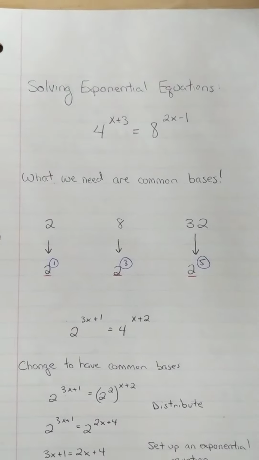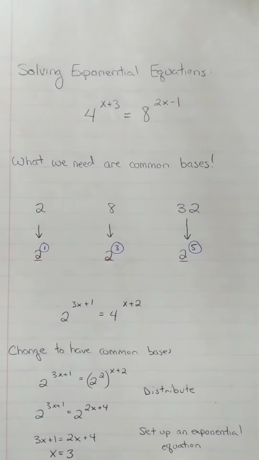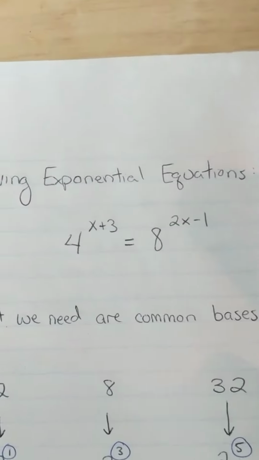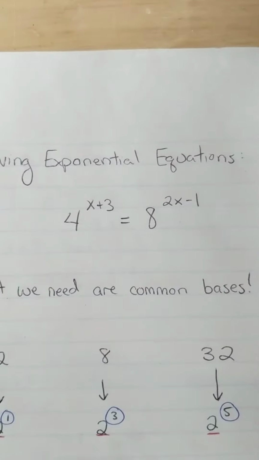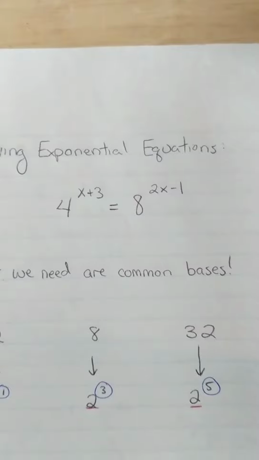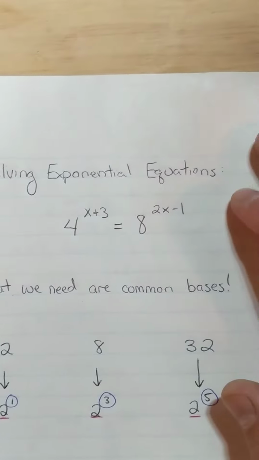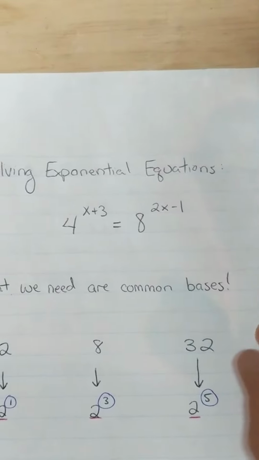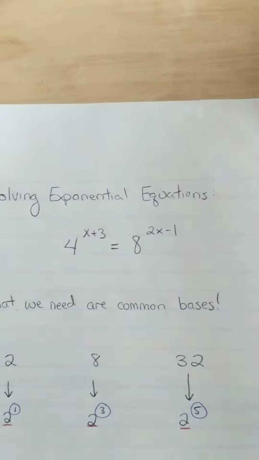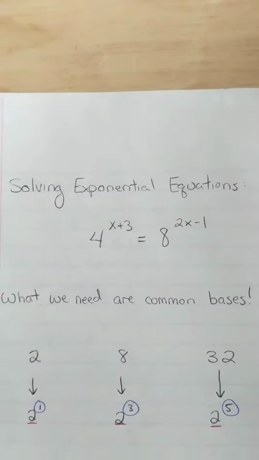Alright, so today we're going to be starting solving exponential equations. The one that we're going to finish with is this equation up here: 4 to the x plus 3 equals 2, 8 to the 2x minus 1. Now these are going to be very unique and special because there's always going to be a common base that we can find to rewrite this equation before solving.